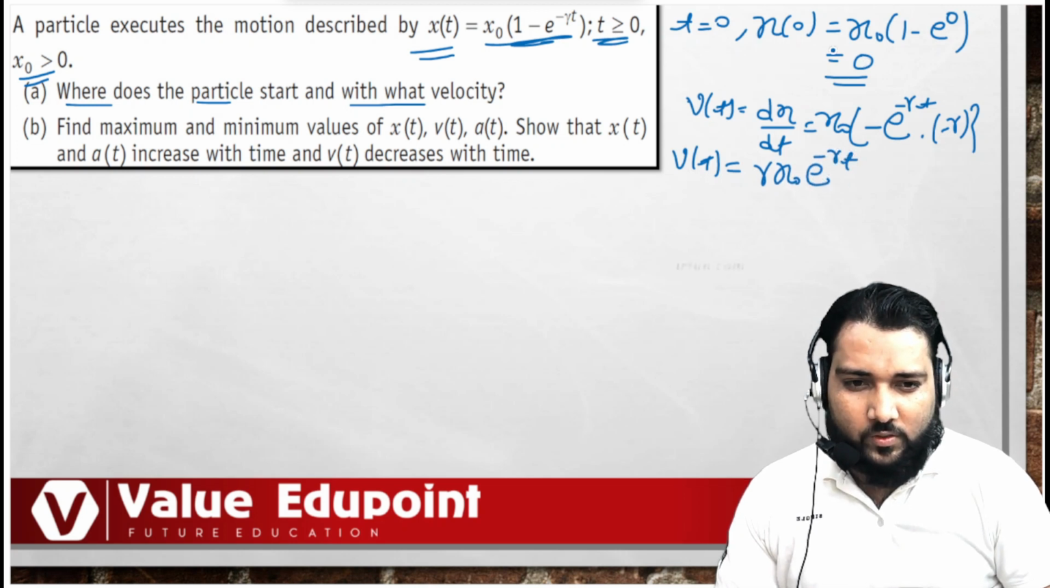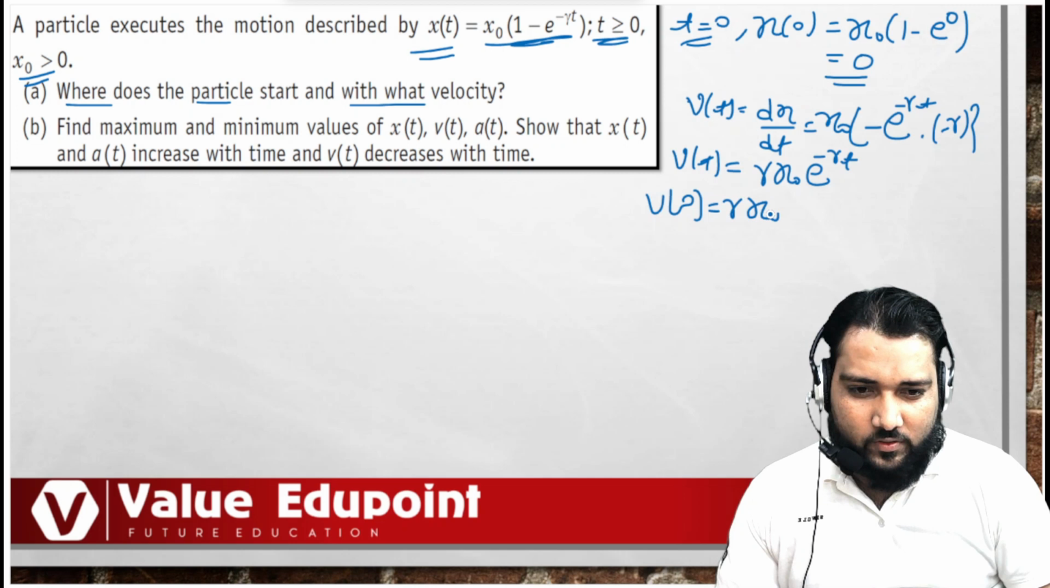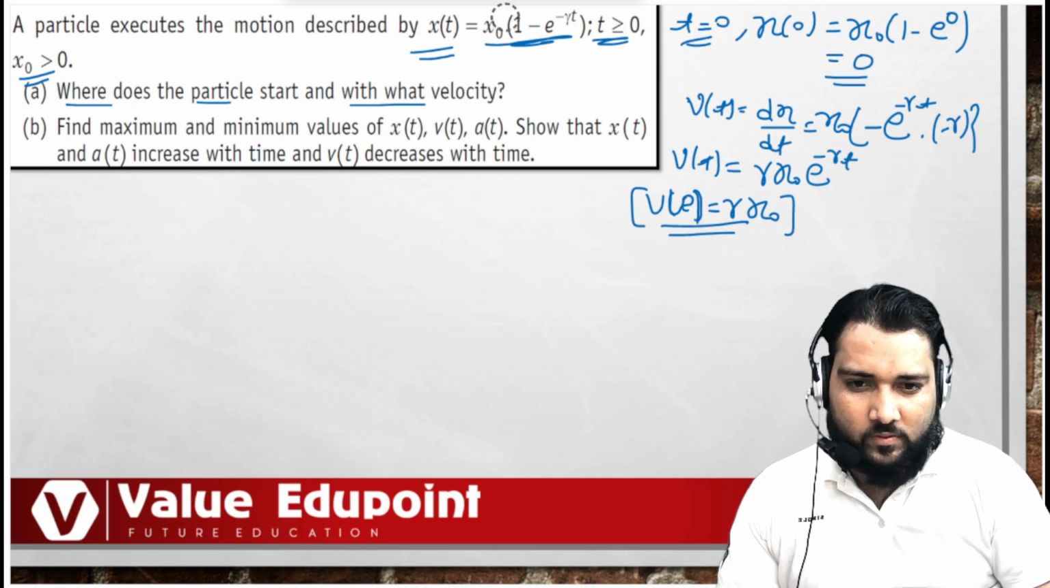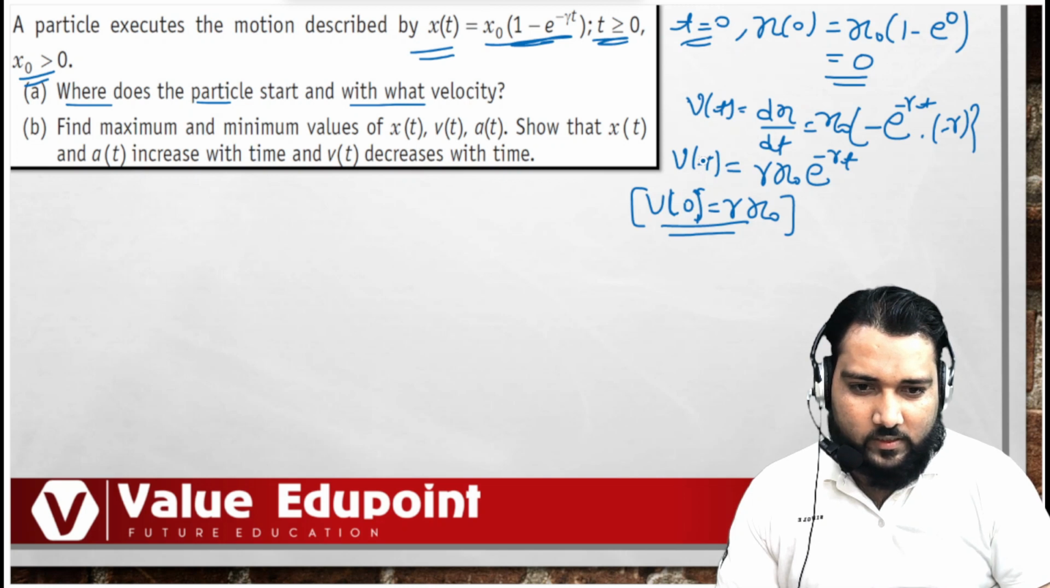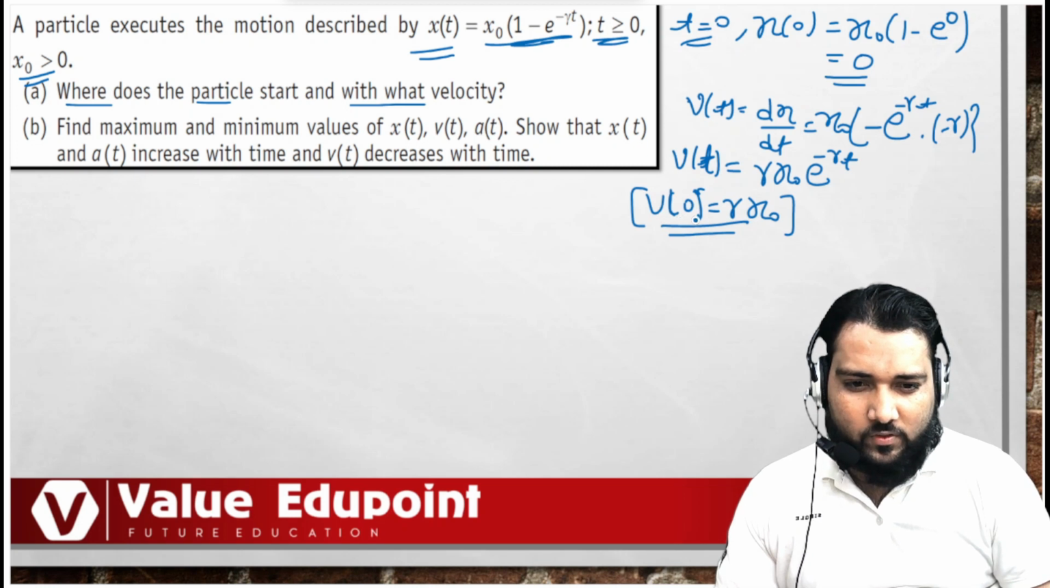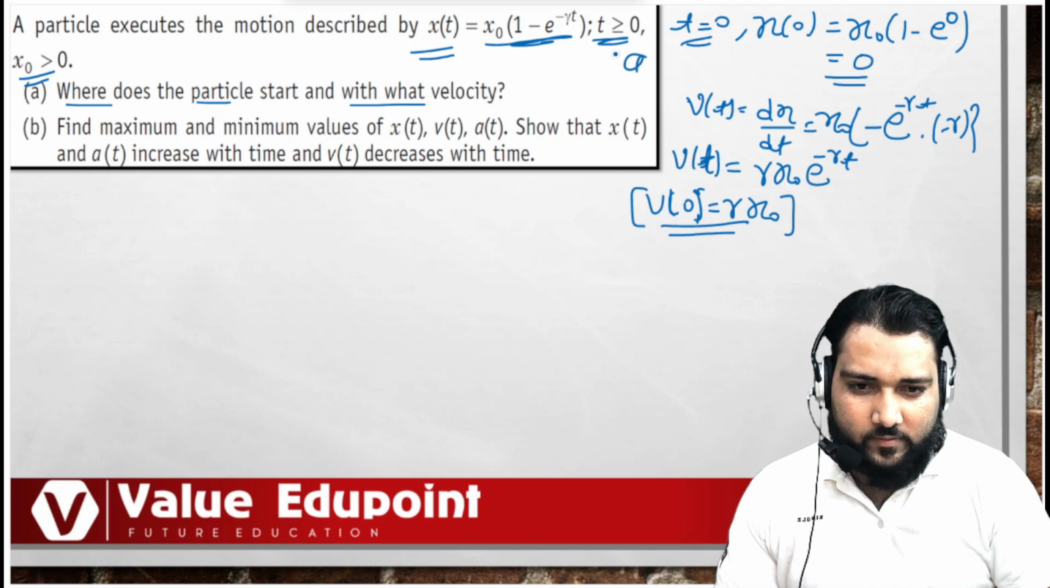So he's asking the velocity at t equals 0. When you put 0, again this exponential quantity is 1, so the velocity will be gamma x naught at t equals 0. This is a function of t, this is the style to write the function. So at t equals 0, the velocity is gamma x naught. This is the solution of part A.